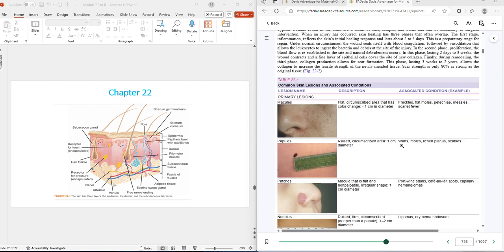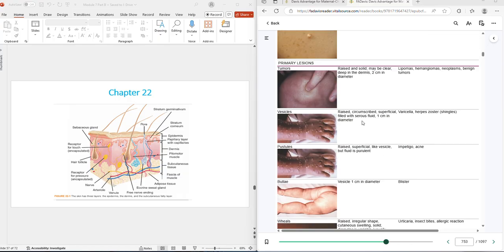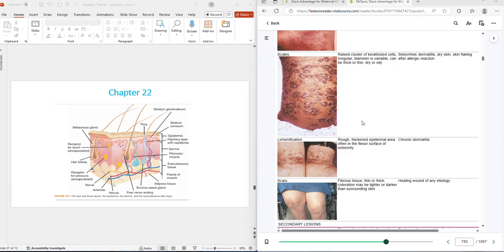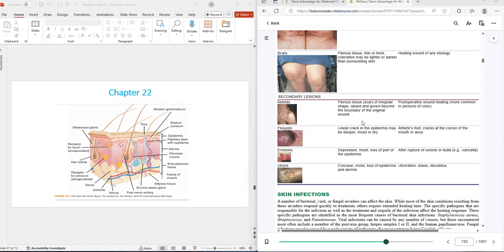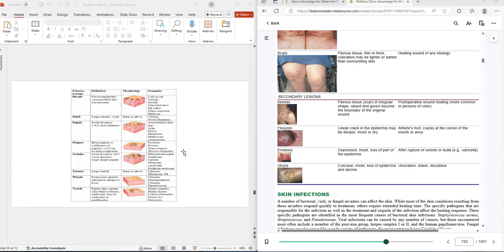On 753, it starts showing you different skin lesions and conditions. I will give you a handout in class that has some really good pictures of the different types: the macules, papules, lichenifications, all that stuff. But there are some good pictures in the book as well. Let's move to another one here, just like the different pictures.